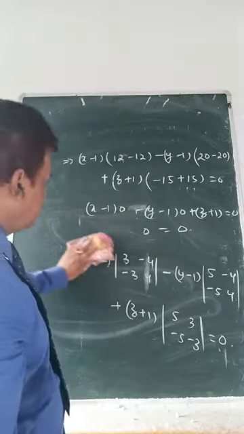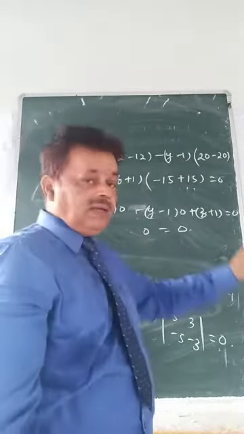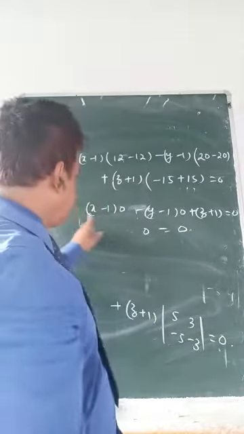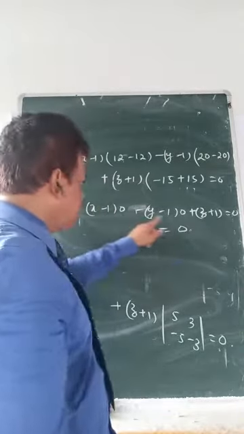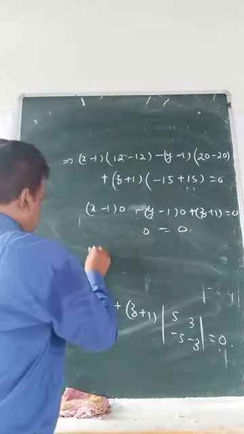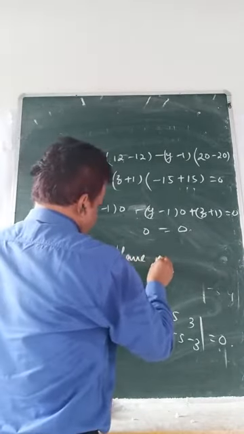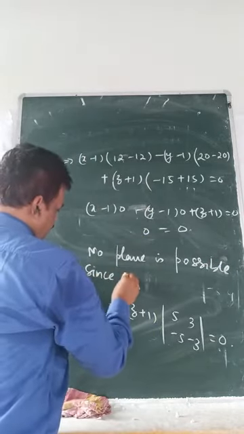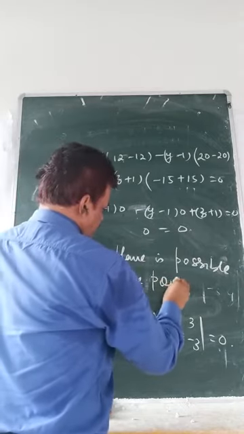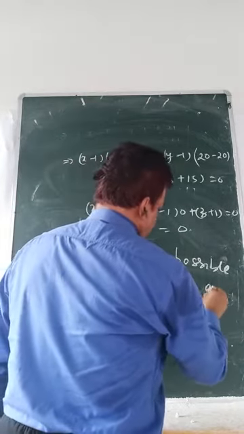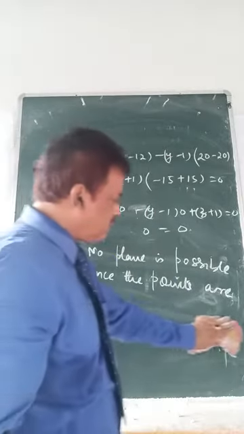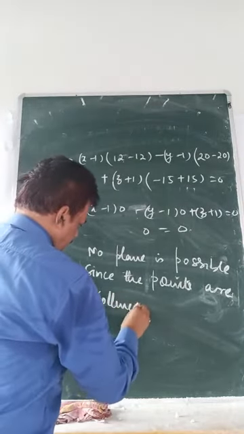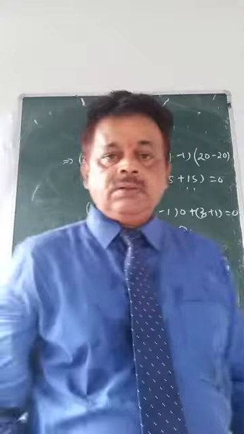So you write here: when a plane exists, you will find in this form x minus 1 times some number, not 0. In the second question, you will find one equation of x, y, z. Here you are not getting it, which means no plane is possible, since the points are collinear. If the points are collinear, no plane is possible. So the rest we will do tomorrow.